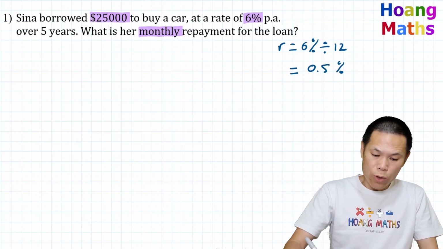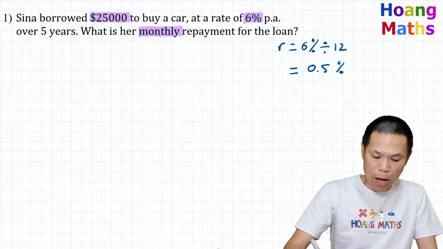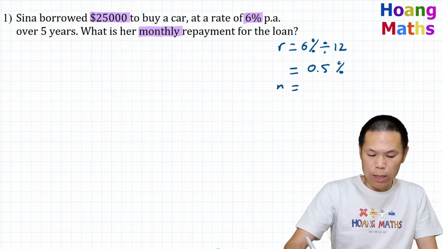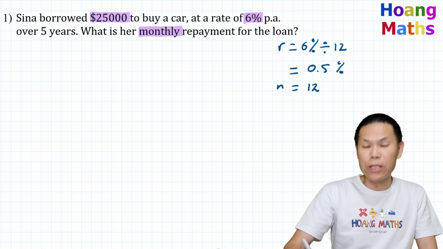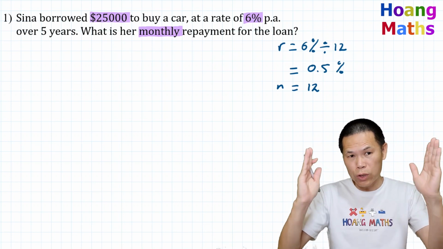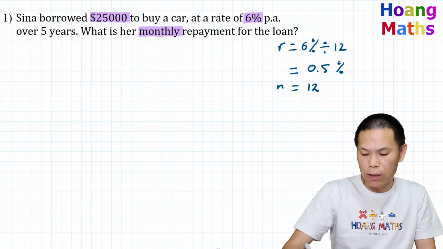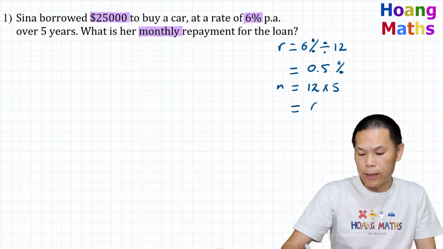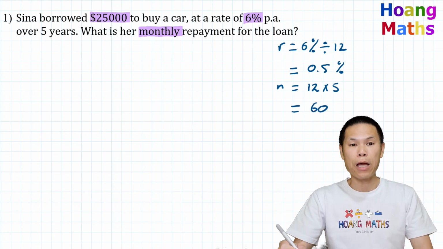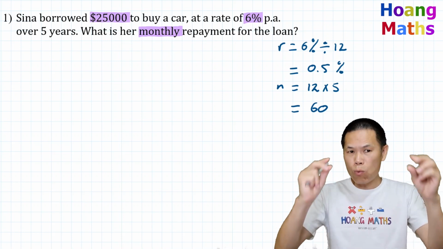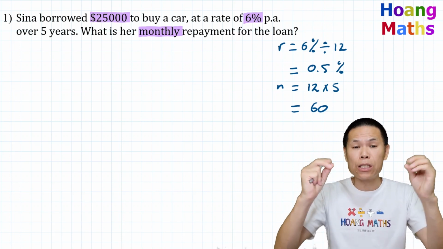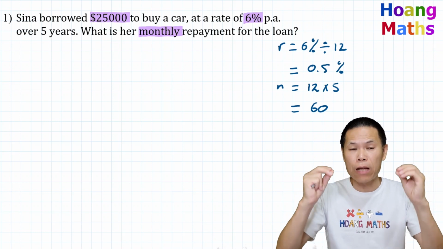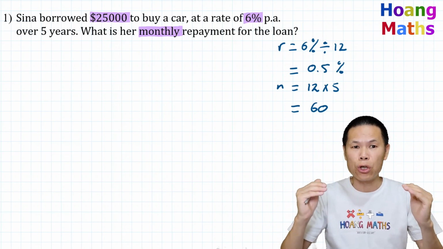So now we know that she had to pay over 5 years. So the number of payments will be, 12 months in a year. So in 1 year she pays 12 times, but over 5 years, you times by 5. So therefore, she makes 60 repayments, okay? Keep that in mind for me. So now what we do, we just work out the balance of each month. That is at the end of each month, and we work out how much you owe, okay?